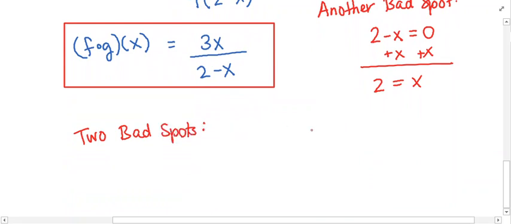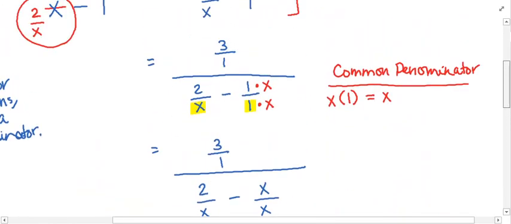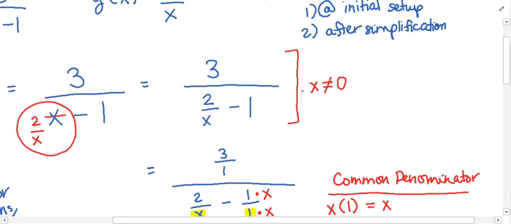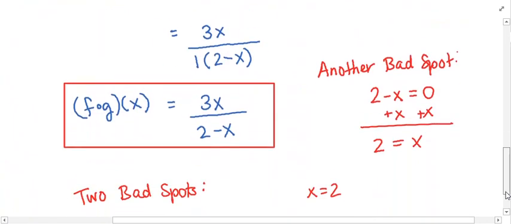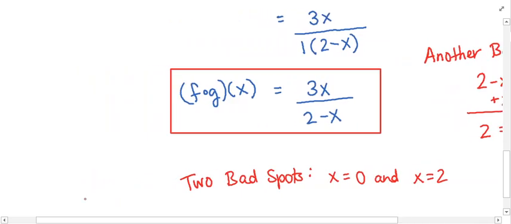Okay, x equals 2, which we just did, and then the one we had from initial setup. At initial setup, we couldn't plug in x equals 0. Okay, so these are your two bad spots. Now it's worth mentioning, when you look at this final answer, obviously x equals 2 is a bad spot. However, it looks like you can plug in x equals 0.